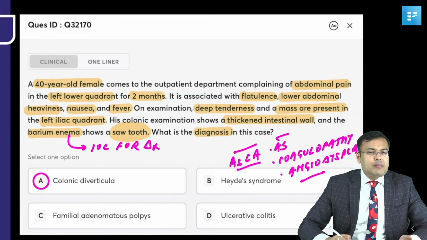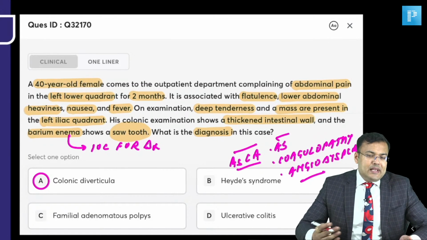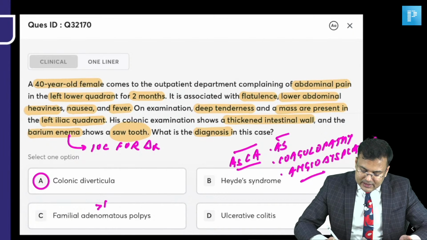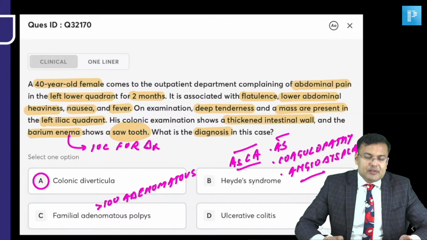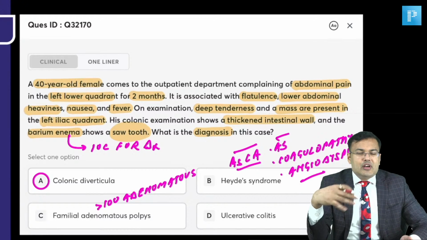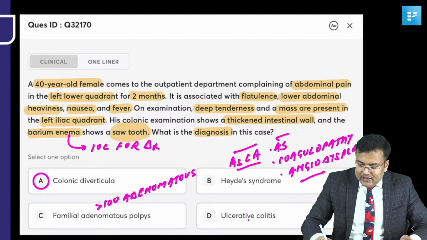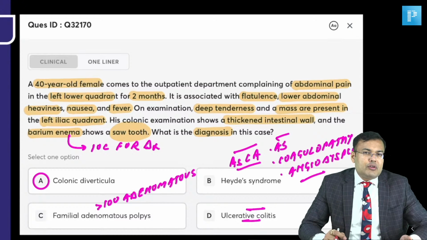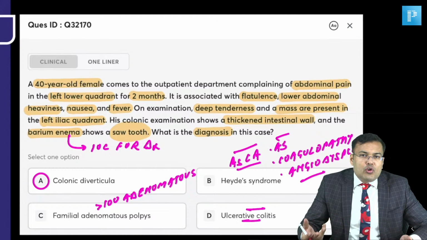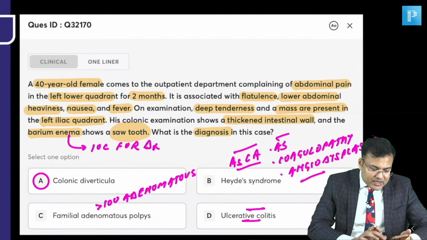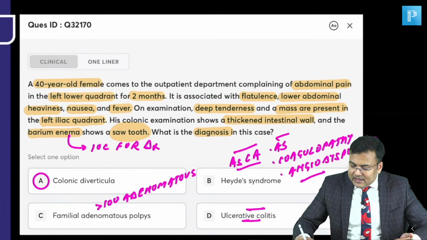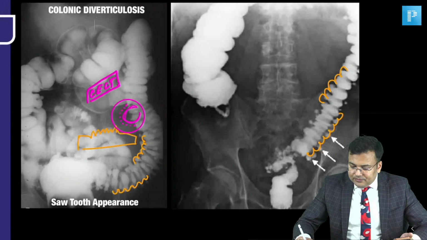Clear? What is the problem in FAP? In familial adenomatous polyposis, how many polyps are there? Guys, more than 100 adenomatous polyps. But these polyps are within the lumen, so there is no sawtooth appearance. In ulcerative colitis also there is no sawtooth appearance. In ulcerative colitis there is involvement of rectum, after that colon, but sawtooth appearance is not there. So everybody is correct guys. Correct answer is colonic diverticula.